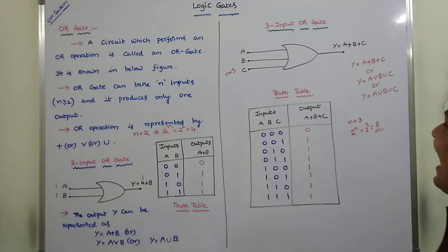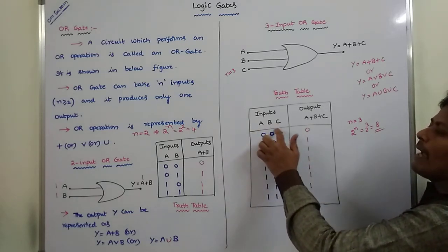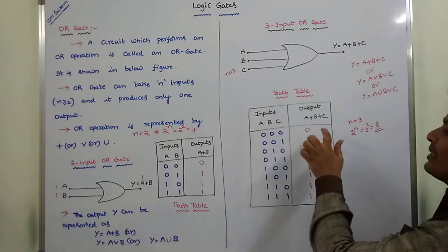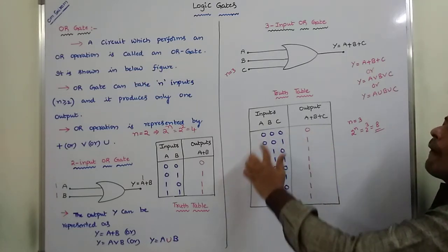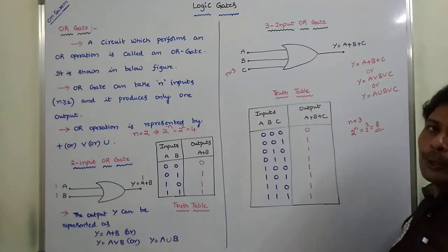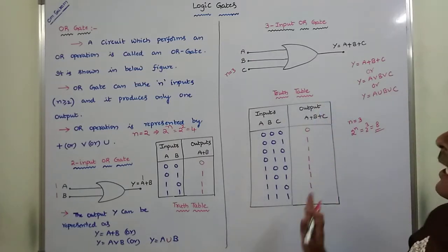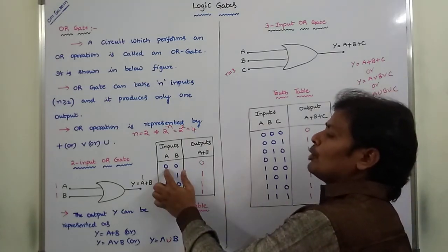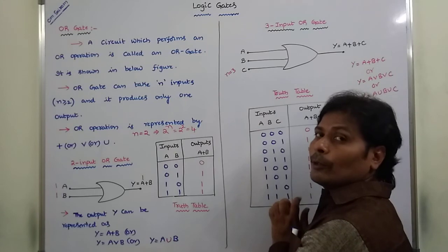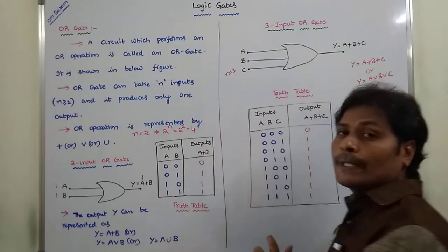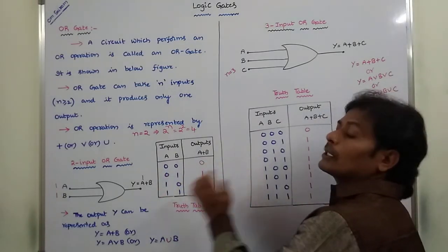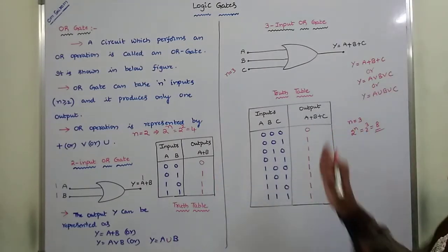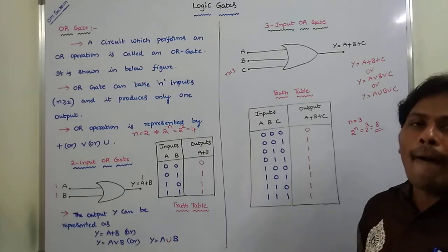So except when A value 0, B value 0, C value 0, where the output is equal to 0, in all the remaining cases the output is equal to 1 in the case of the 3 input OR gate. In the 2 input case also, except when A value is 0 and B value is 0, the output is 0. For all the remaining input combinations, the output is 1. So this is the introduction to the OR gate.